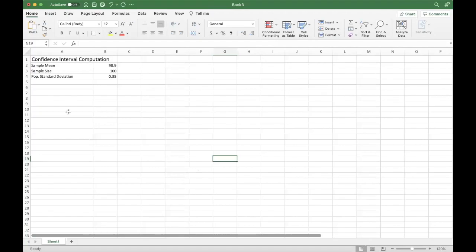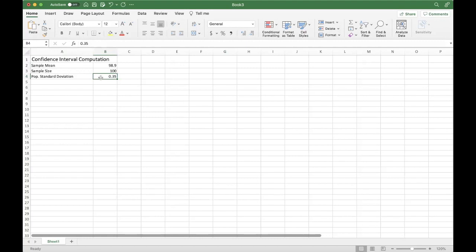All right, let's go through and work out computing our very first confidence interval. This is going to be a confidence interval for the population mean. So what are we given here? We're given that our sample mean is 98.9, that the size of that sample was 100, and that the population standard deviation is 0.35.